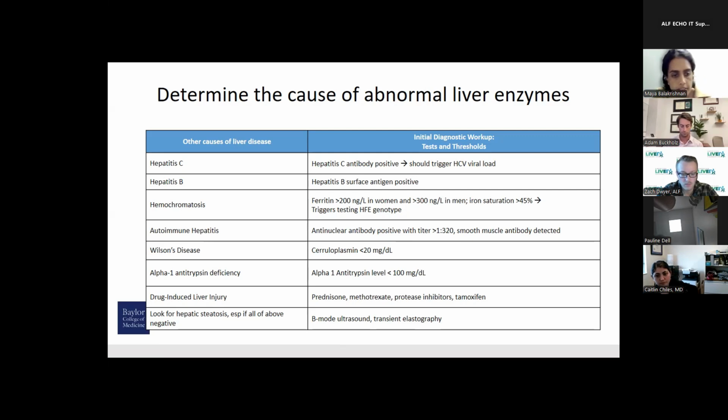So what I have on this slide is a basic workup that you need to send in any patient with abnormal liver enzymes. These are all tests that, if they come back as abnormal, would then trigger further workup or referral to a hepatologist. But in any patient with abnormal liver enzymes, whether or not you think they have MASLD, this needs to be done as a first pass.